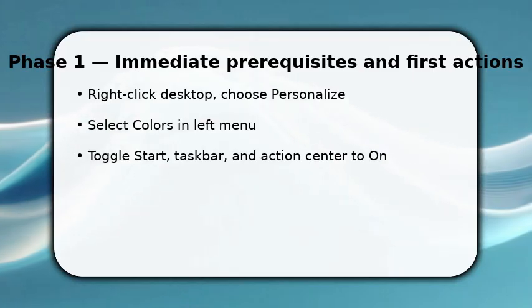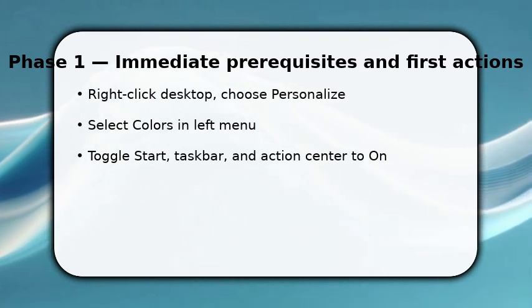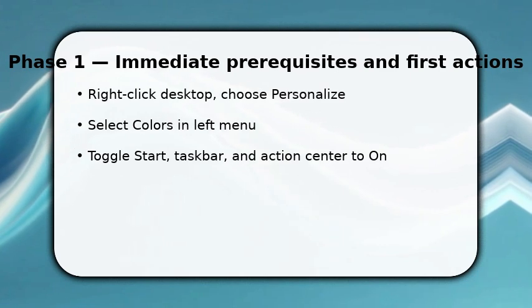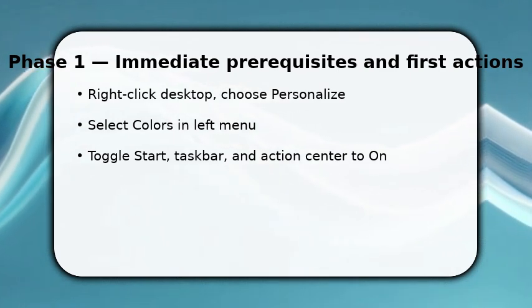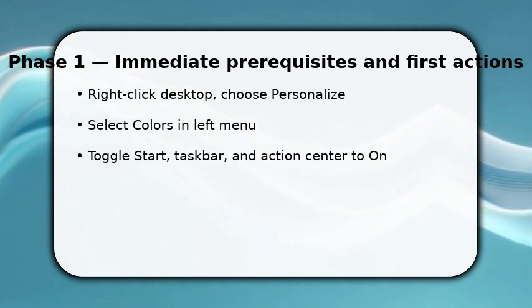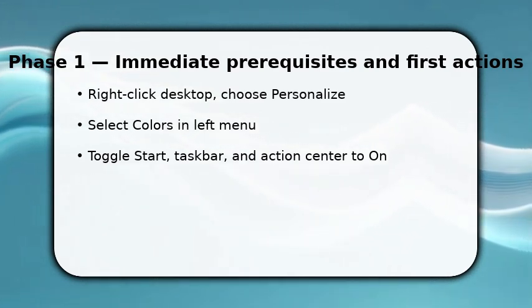You start by opening Personalization to change the taskbar color now. Right-click the desktop and pick Personalize. Once the window appears, click Colors on the left. Make sure you toggle Start, Taskbar, and Action Center to on. This enables taskbar color control.